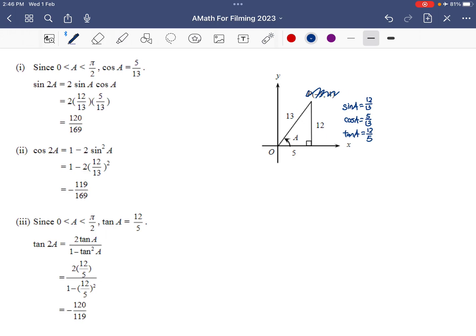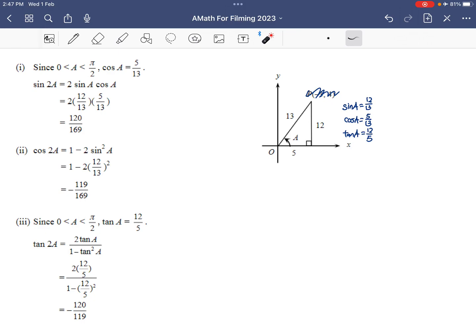With these values in mind, I can start to find the rest of it. So for example, sine 2A is 2 sine A cosine A. So it's 2 times sine A times cosine A, which gives 120/169.